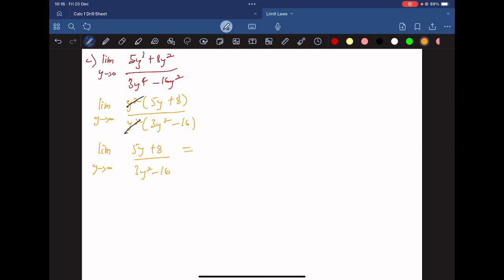So now if you put in 0, you get to see that you have 5 multiplying 0 plus 8, 3 times 0 squared minus 16, and this is 8 out of negative 16. So this is equal to negative 1 out of 2. I hope this is clear enough.